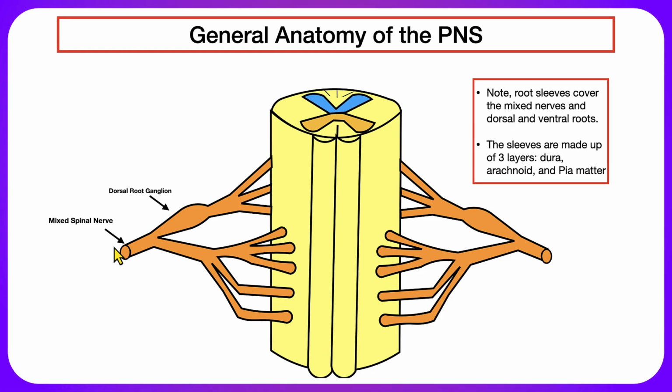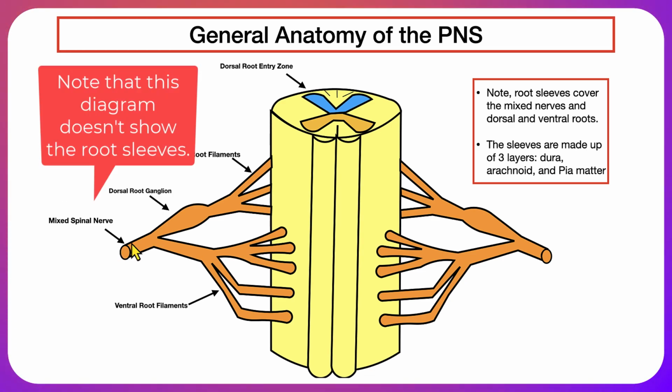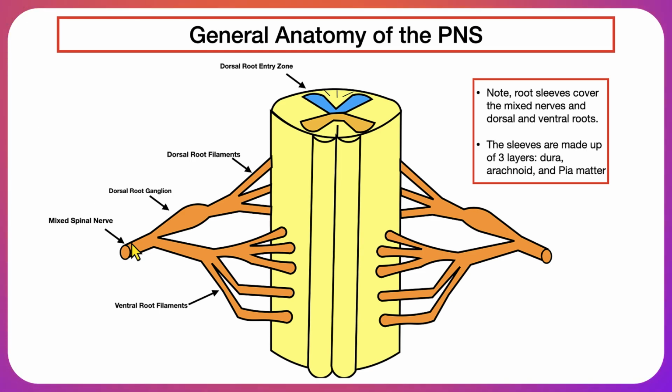So the dorsal root ganglion is going to divide into dorsal root filaments, and then the dorsal root filaments will enter into the spinal cord through this entry zone behind the spinal cord. So in addition to the dorsal part, we also have the ventral root filaments. The ventral root filaments are going to take information from the central nervous system and bring it into the periphery. So these ventral root filaments will all come together to form the ventral root right here and then go into the mixed spinal nerve. Now it's important to note that root sleeves cover the mixed nerves and dorsal and ventral roots, and that the sleeves are made up of 3 layers: dura, arachnoid, and pia mater.